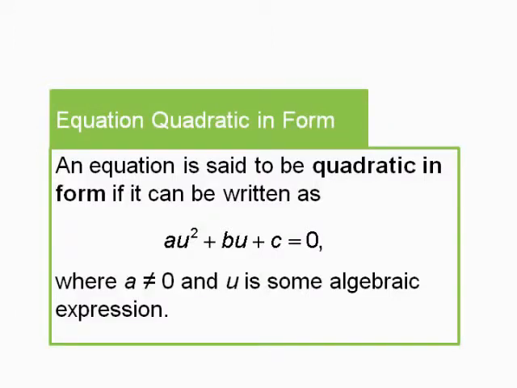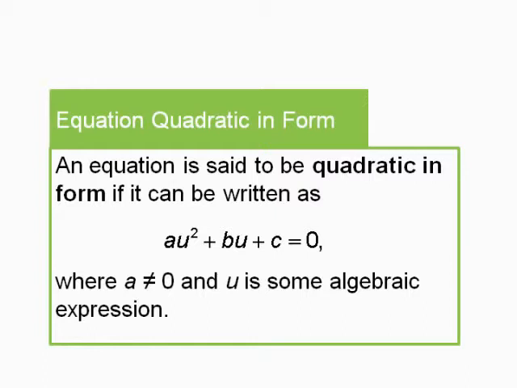Alright, in this instructional video, we're going to talk about equations that may not be in quadratic form, that we're going to use a process called substitution to get them in quadratic form. Now, this is written here. Notice we've got au squared plus bu plus c equals 0. And this equation is said to be in quadratic form.